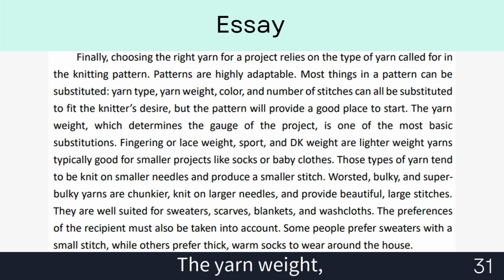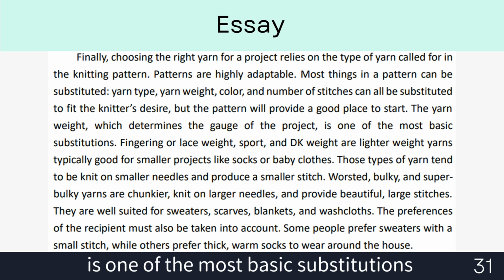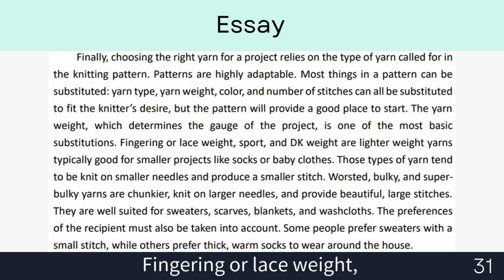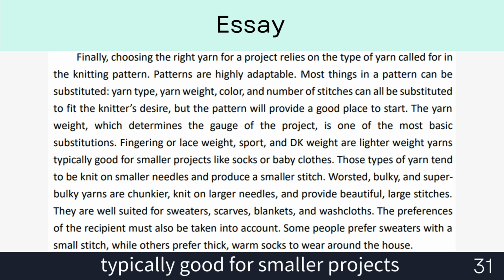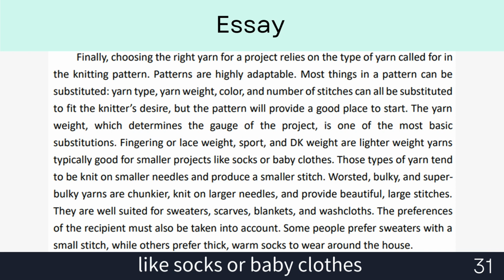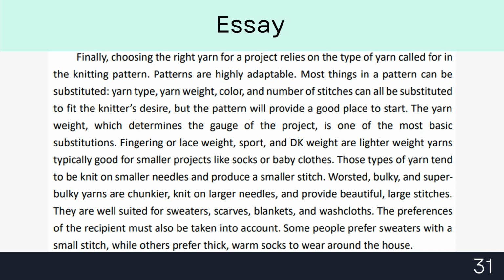The yarn weight, which determines the gauge of the project, is one of the most basic substitutions. Fingering or lace weight, sport, and DK weight are lighter weight yarns typically good for smaller projects like socks or baby clothes. Those types of yarn tend to be knit on smaller needles and produce a smaller stitch.